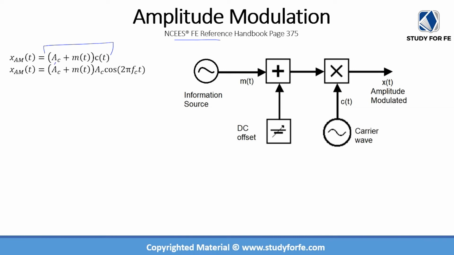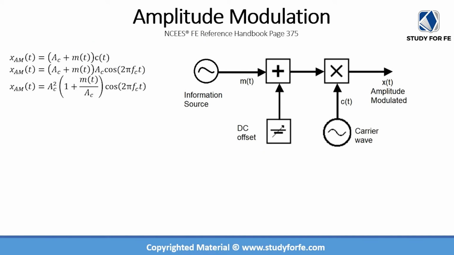So I have AC plus M of t. Again, this DC offset is going to be AC. So I'm adding AC, okay, to M of t, which is our information source, the message signal or the modulating signal. Now you can notice over here, I have defined C of t as AC times cosine 2 pi FCT, just like how we defined it in its original definition. We said that, okay, C of t will have an amplitude of AC and it will have a frequency of FC, and it is a cosine function, okay?